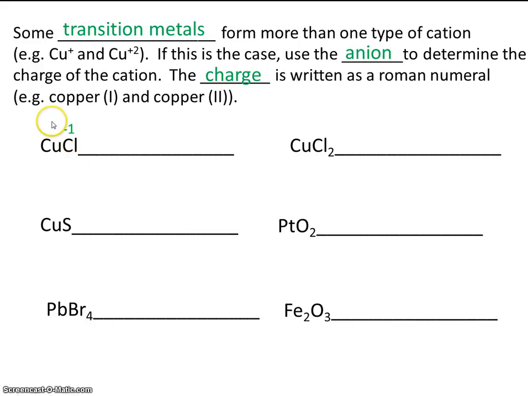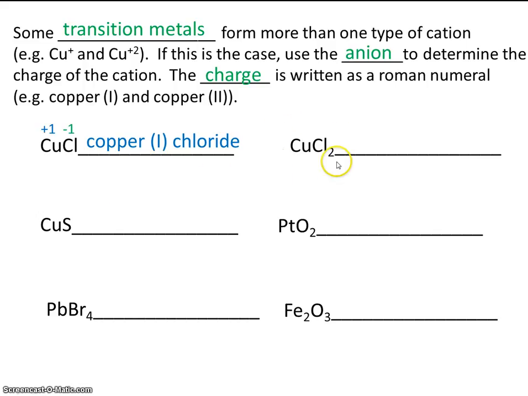So what would be the charge on copper if we want to ensure that copper chloride here is electrically neutral? What I mean by electrically neutral is it has the same number of positives and negatives, so they should cancel out. So here, copper has a charge of +1, and that cancels out the -1. So the name of this would be copper 1 chloride.